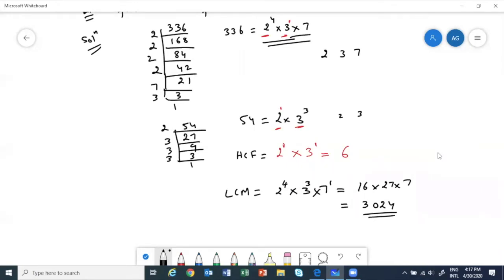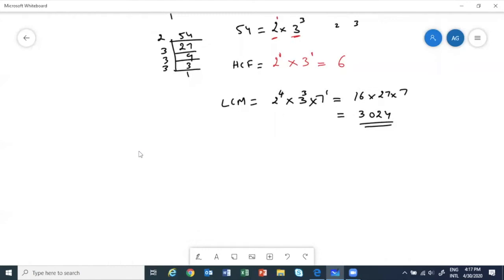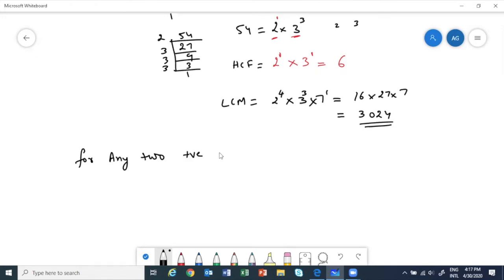Now, based on these two questions, we come to a result. The result says that if you take any two positive integers a and b, then the HCF of a and b multiplied with the LCM of a and b is the same as a into b.